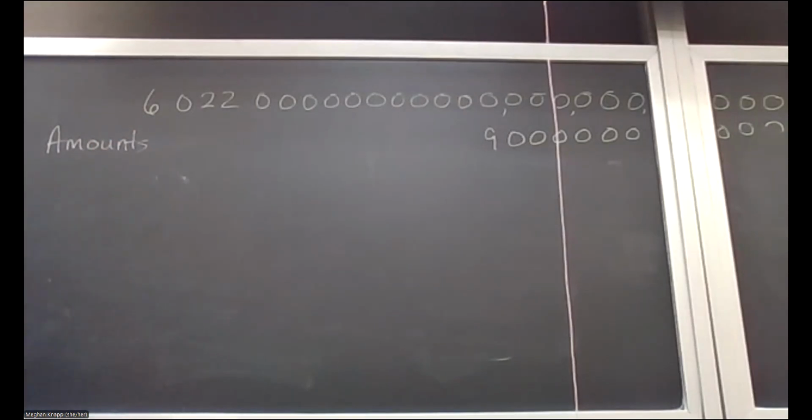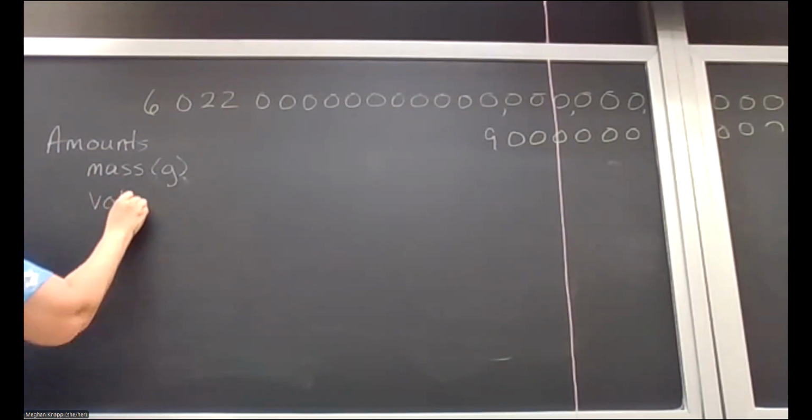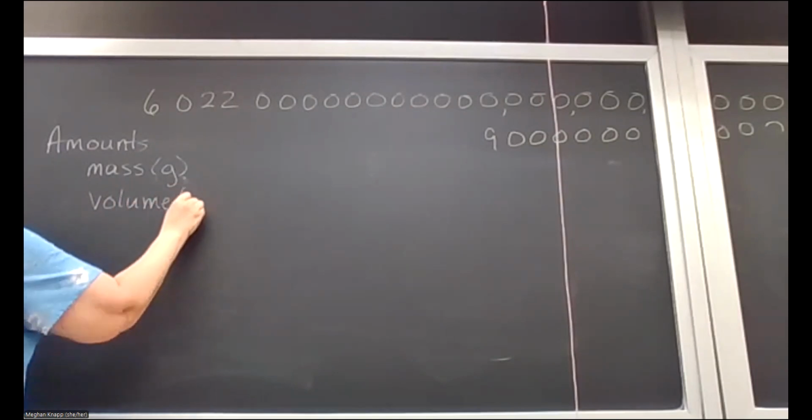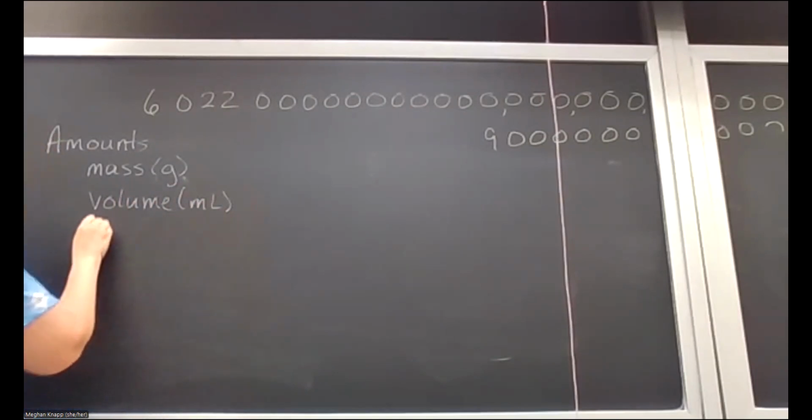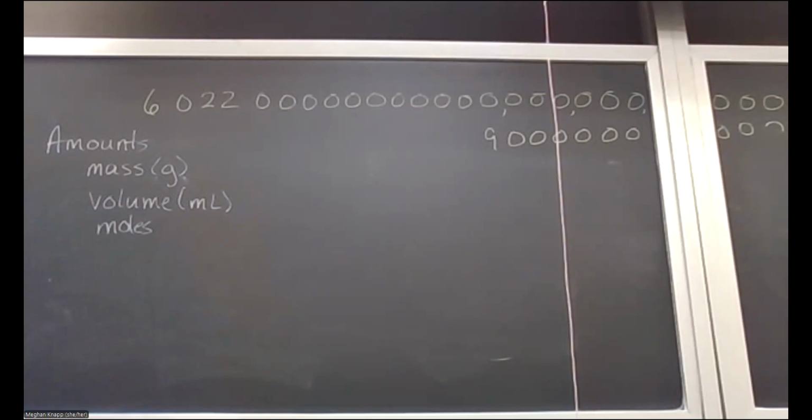How much stuff is there? We can talk about the mass, which we usually do in grams. We can talk about the volume, which we usually do in milliliters, and we can talk about moles. There's no special unit, we just say moles, we're counting them. Sometimes you'll see kilograms, but for our chemistry class, it's almost exclusively going to be grams. Volume is the same way. Sometimes you'll see liters, but we'll use almost exclusively milliliters.